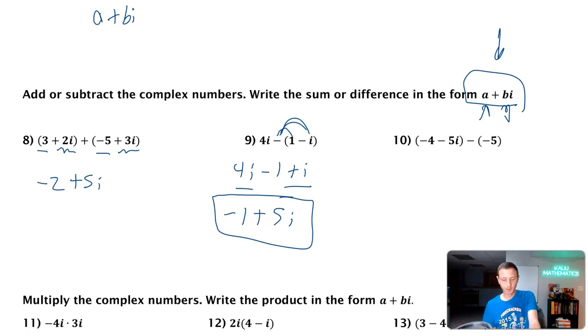Number 10, negative 4 minus 5i minus a negative 5. So it's going to be negative 4 minus 5i plus 5. Negative 4 plus 5, 5 minus 4 is 1. So write it in the form 1 minus 5i.